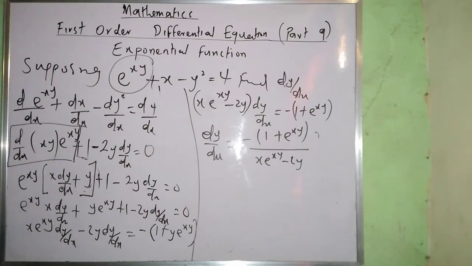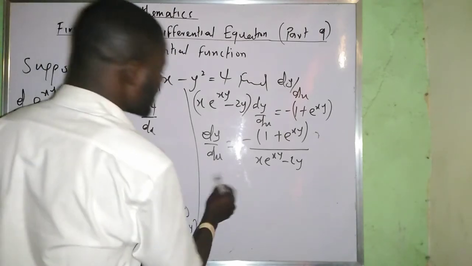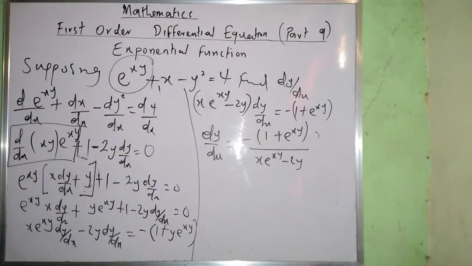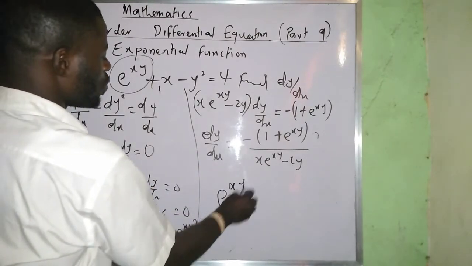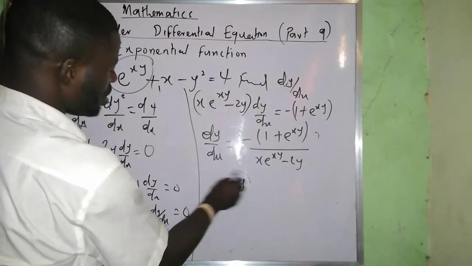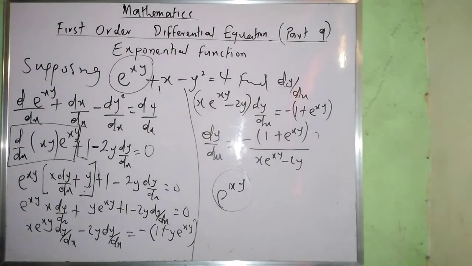Now, by doing this, I'm working towards an exponential function. That is how to work it out. Now, I can take this back to my ODE, which is, I will also reverse it back to where I'm coming from. That's all about exponential function. But don't forget that our exponential function is what? e of xy, this is an exponential function, because e is an exponential raised to the power of a function of x and y. That's all about exponential function.